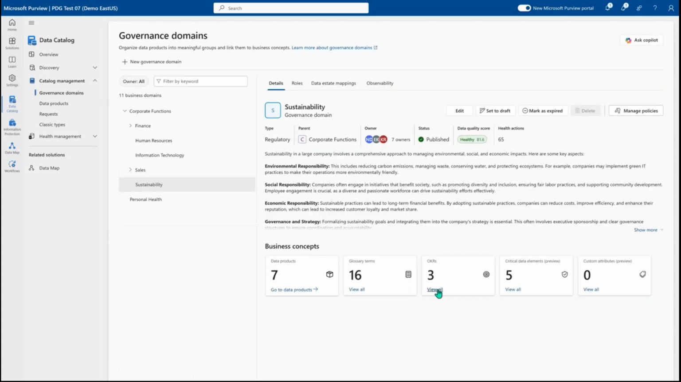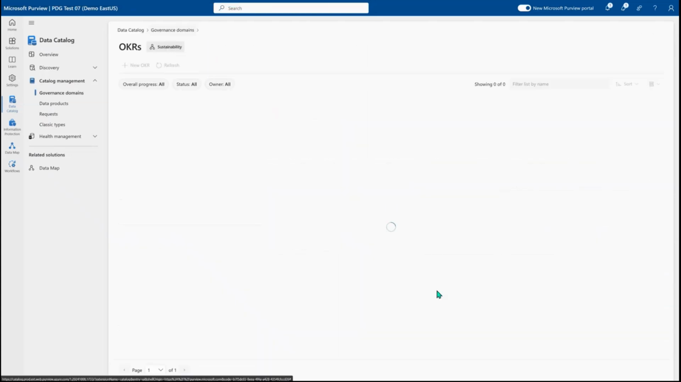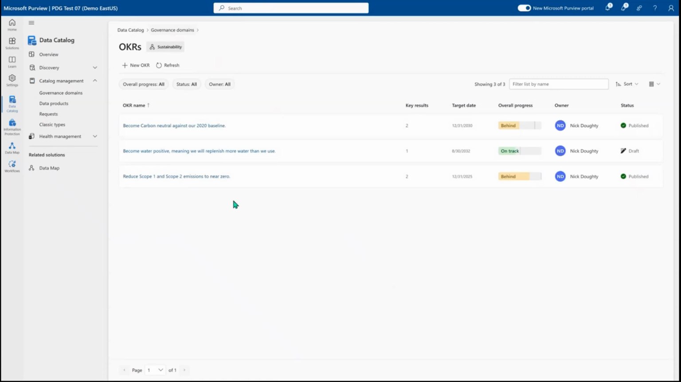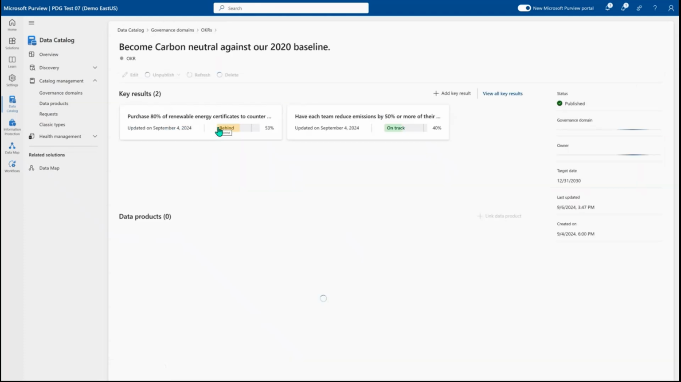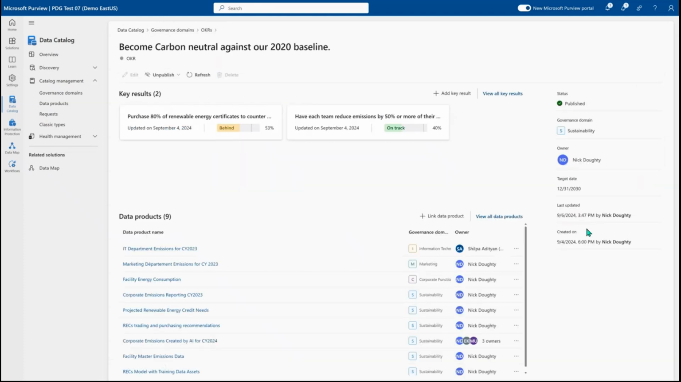Other than glossary terms, we have two other concepts here. OKRs are going to be your objectives and key results that help show others what is most important to you within sustainability or within any domain, and what is the specific goal that you're trying to accomplish. So becoming carbon neutral against a 2020 baseline is a goal that we want to see happen by a specific target date. And within that, we have a couple of key measurements that we're looking to achieve.